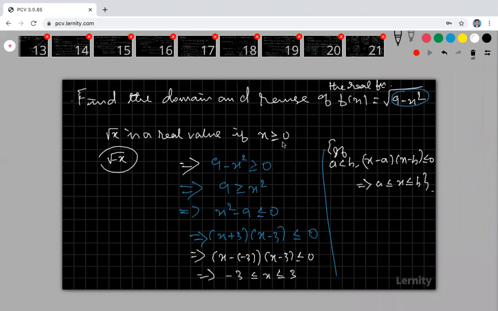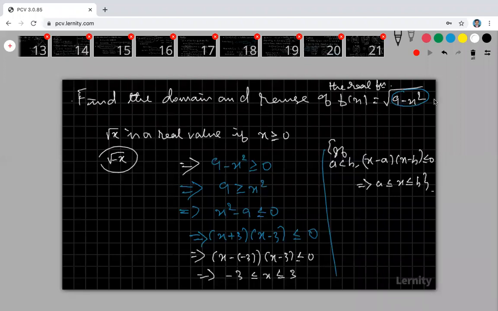Look at that. If the value inside the root, 9 minus x square, is positive, then only I will get a real value. So if this 9 minus x square is negative, what happens? It will be an imaginary value, but my function is a real function. Real function means we have to discuss only the real values.